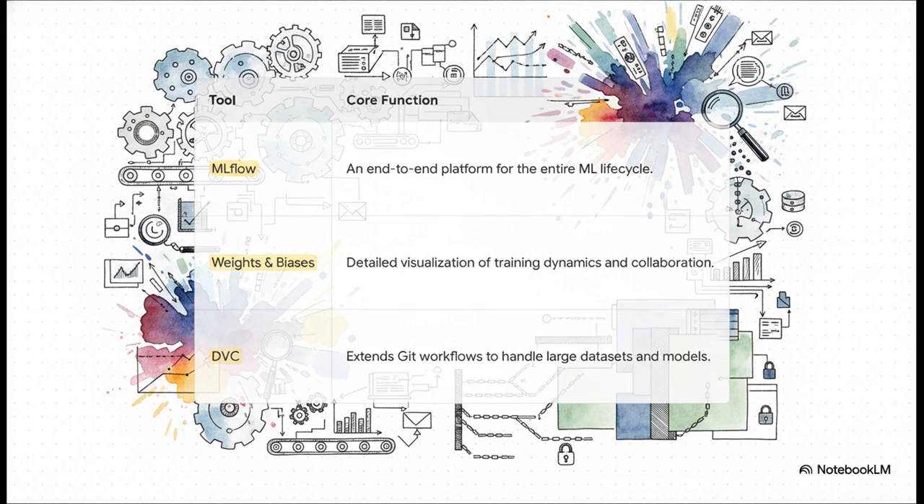Module 6 was dedicated to the absolute core principle of MLOps, reproducibility. I mean, if you can't recreate a result, you don't really have a reliable system, do you? You explored powerful platforms like MLflow for that end-to-end management, Weights and Biases for really deep visualization, and DVC. And the key insight with DVC is how it extends the Git workflow you already know and love to handle massive datasets and models. That's a total game changer for collaboration and auditing.